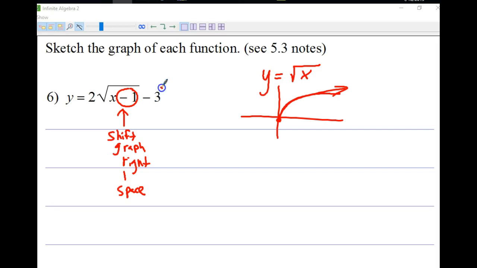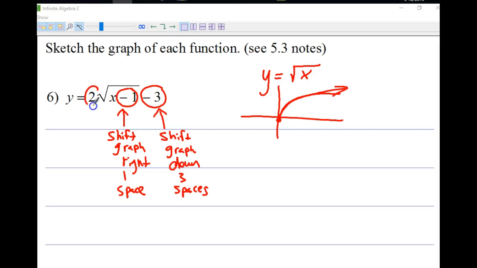And up here, this one's not being subtracted from the x. This is being subtracted from the whole function. So that's an outside change. And outside changes are vertical. So this is also a shift, but it shifts the graph down, since it's negative, 3 spaces. So what's happening here is my graph is getting shifted one space to the right and down 3 spaces.